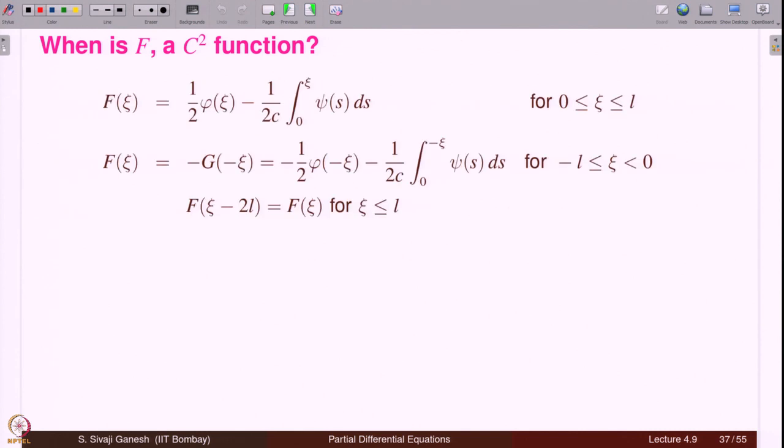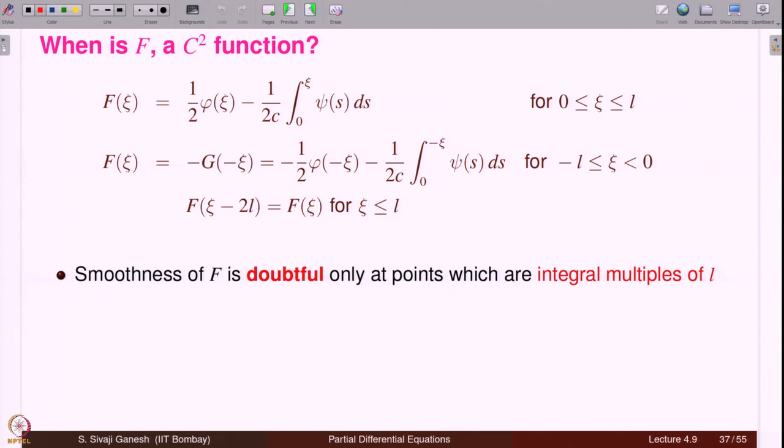When is f a C2 function? This is what we know about f. There is no doubt about smoothness of f when you are not at these points like 0, l, minus l and integral multiples of l, because inside functions are nice, so it will be a smooth function. So, the doubt is only at points like l, minus l, 0, 2l, minus 2l, etcetera, because that is where we have breaks in the formula.